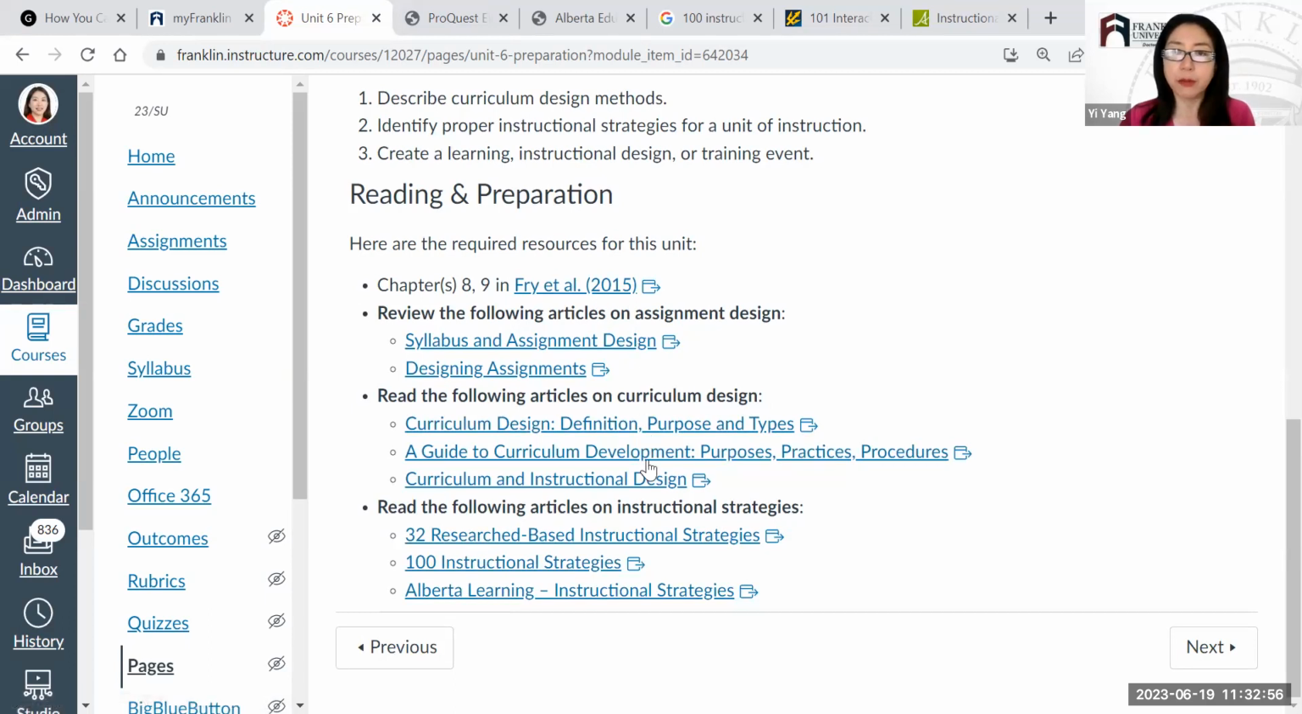Those are some required resources, so I highly recommend you read them. Read chapters 8 and 9 in the textbook, and there's some refresher or additional reading about syllabus design, which you did, and assignment design, how you design assignments. Then curriculum design definition, purpose, types, and a guide to curriculum development: what are the purposes, practices, and procedures? Those two are articles.